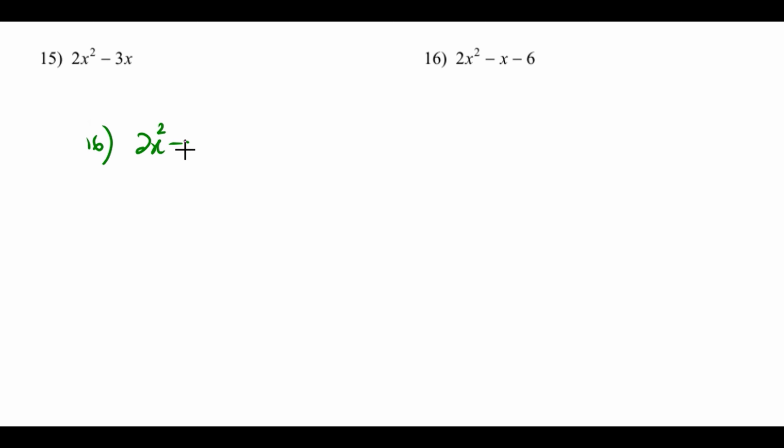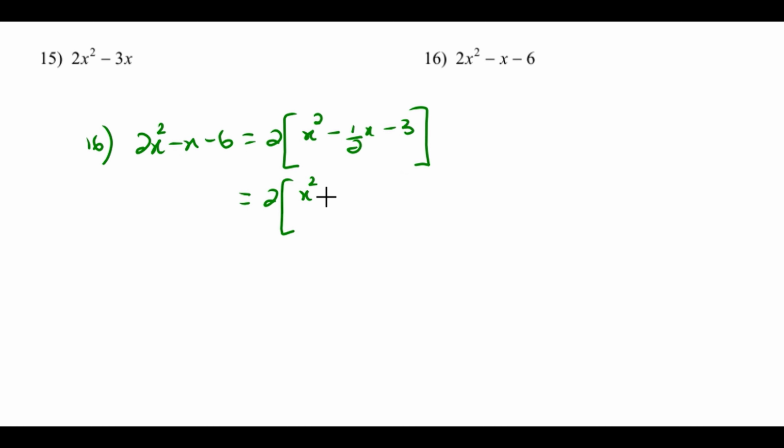2x squared minus x minus 6. The coefficient of x squared is 2, not 1. So we take out the 2, divide every term by 2, and we have 2 times x squared minus a half x minus 3. Okay, we now are going to write down the first 2 terms. We're going to add a bracket squared, then minus 3, then subtract that same bracket squared.